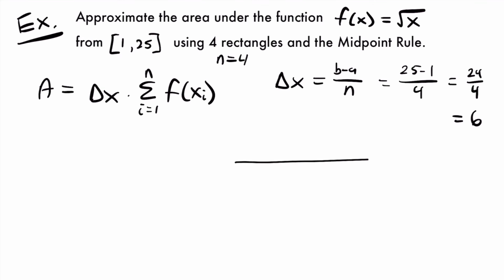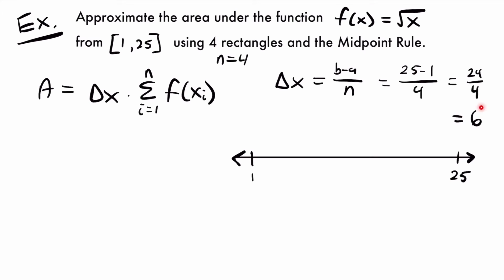And so if we draw a number line here, I will label the endpoints of 1 and 25. So we'll have 1 and 25. And so then we know that each of our rectangles is going to have a width of 6. And so to figure out our subintervals here, we will add 6 to 1. And so that will give us a value of 7 as our next endpoint.